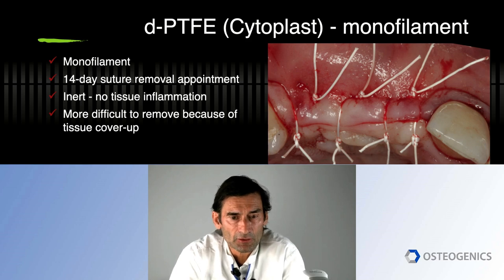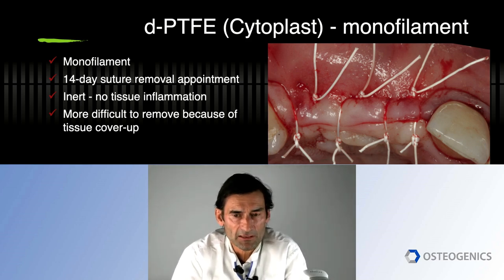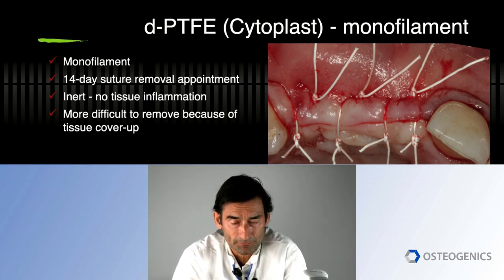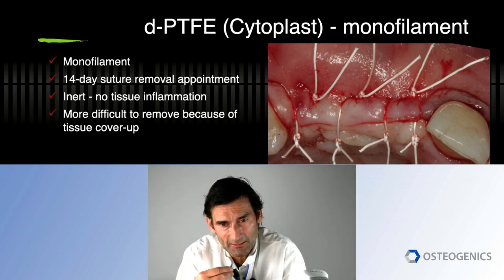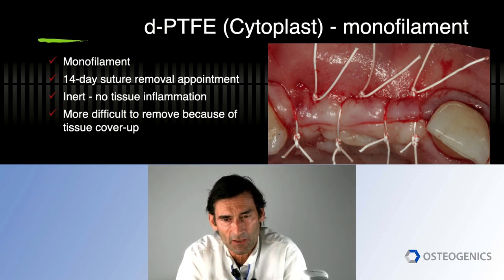Now here, a look at a PTFE. This is a suture which is really important to me, and I use it on a daily basis. Number one, it's monofilament. Number two, it's inert, so there's minimal tissue inflammation. It's also a little bit elastic, which gives you the potential to tie the second knot, sometimes even the third knot. So it's a very user-friendly suture.